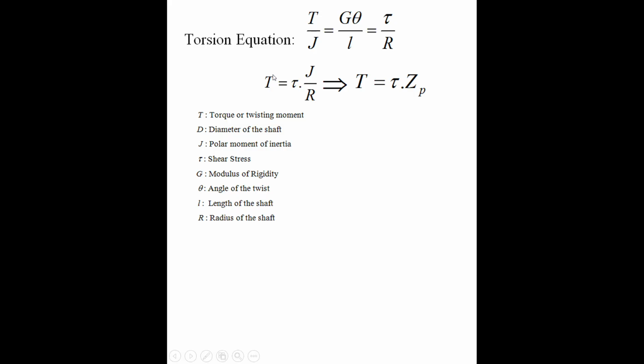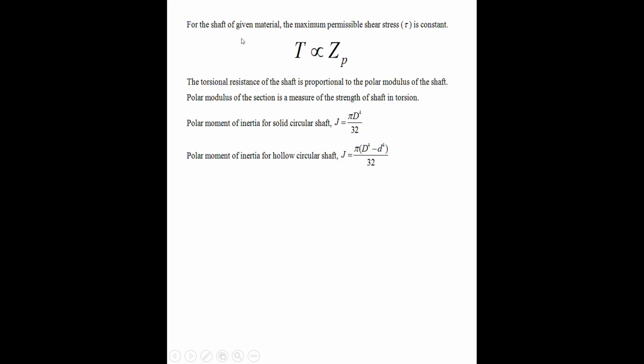So from these two relations, T/J = τ/R, so T = τ × J/R, and this J/R is known as Zp. That is the polar section modulus. For the shaft of the given material, the maximum permissible shear stress τ is constant, so T is directly proportional to Zp.